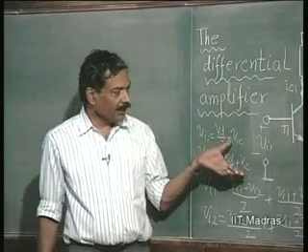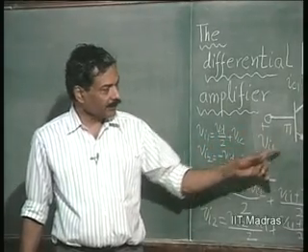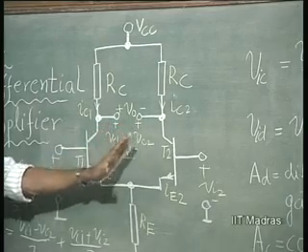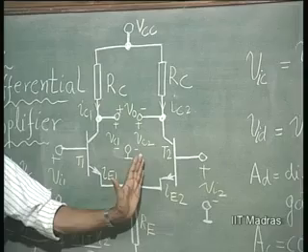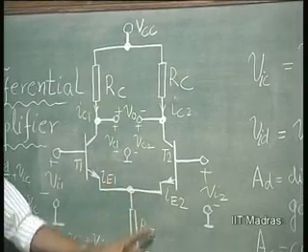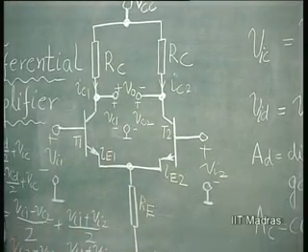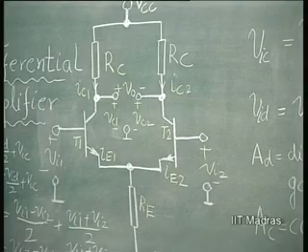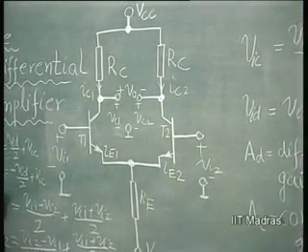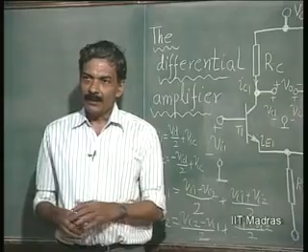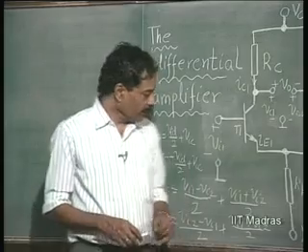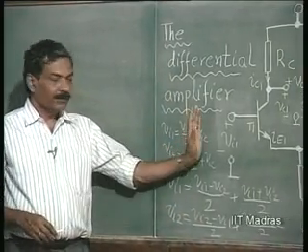Yesterday we did the analysis by considering Vi1 equal to Vic, Vi2 equal to Vic. Then this becomes symmetric, and we saw it can be split into two separate circuits, each containing 2 Re in series with the emitter. And then we concluded that the common mode gain is minus Rc divided by small re plus 2 Re, and you can make it very low by making Re very large. This was the conclusion.